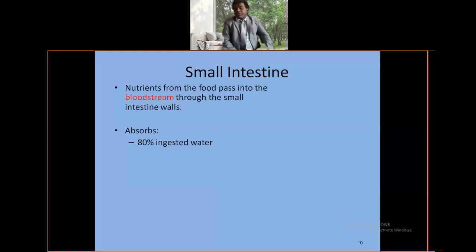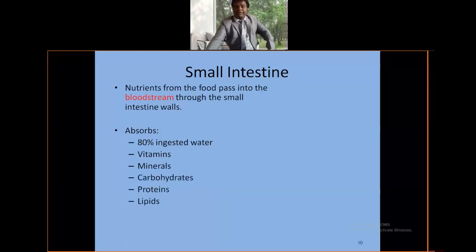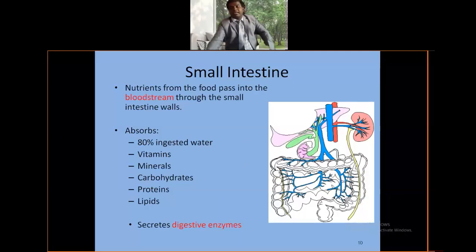The small intestine absorbs about 80% of ingested water, and also vitamins, minerals, carbohydrates, proteins and lipids. Carbohydrates mean glucose, proteins mean amino acids, lipids mean glycerol and fatty acids. It also secretes digestive enzymes, which we will discuss later. So totally, the small intestine carries out the absorbing process with the help of blood capillaries, that means the bloodstream.